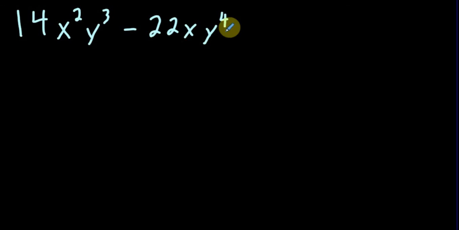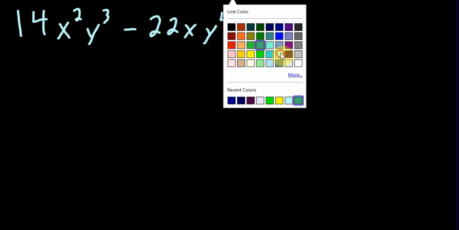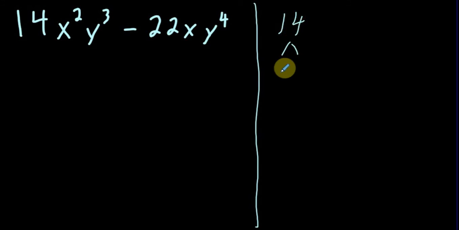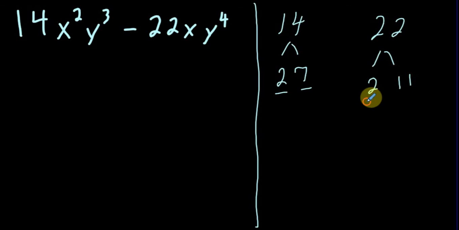Next one, another binomial. And we're going to do our factor tree on this one. We have 14. Only one way to split up a 14. Can't split up the 2 or the 7. The next term is 22. Only one way to split that up: 2 and 11. I can't split up the 2 or the 11.